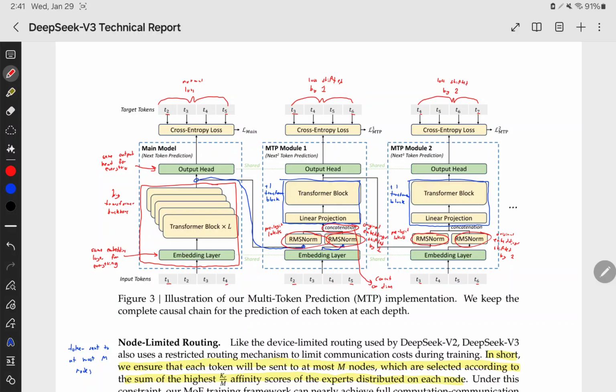Because intuitively, if you have a token that needs to predict the next 2 tokens, so a word that needs to predict the next 2 words, it should be a lot richer with information than if it just needed to predict the next 1 word.